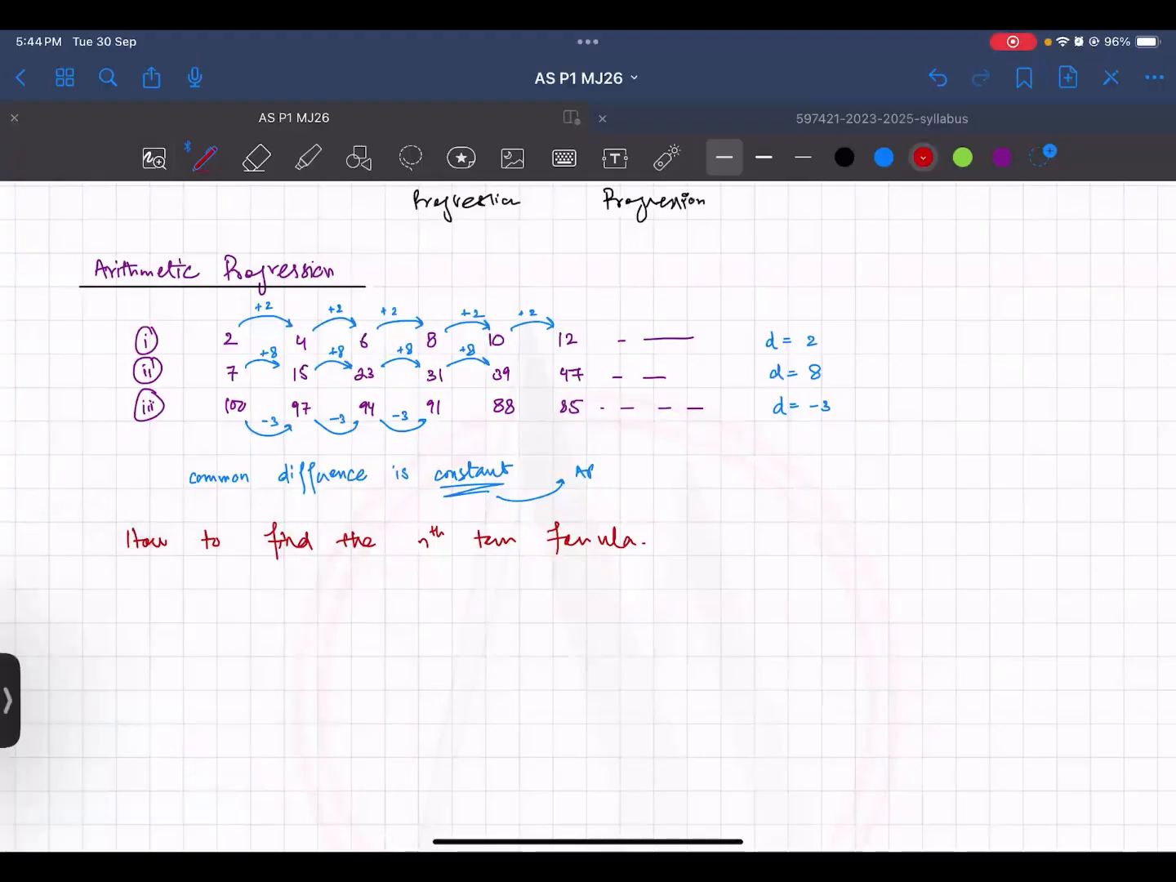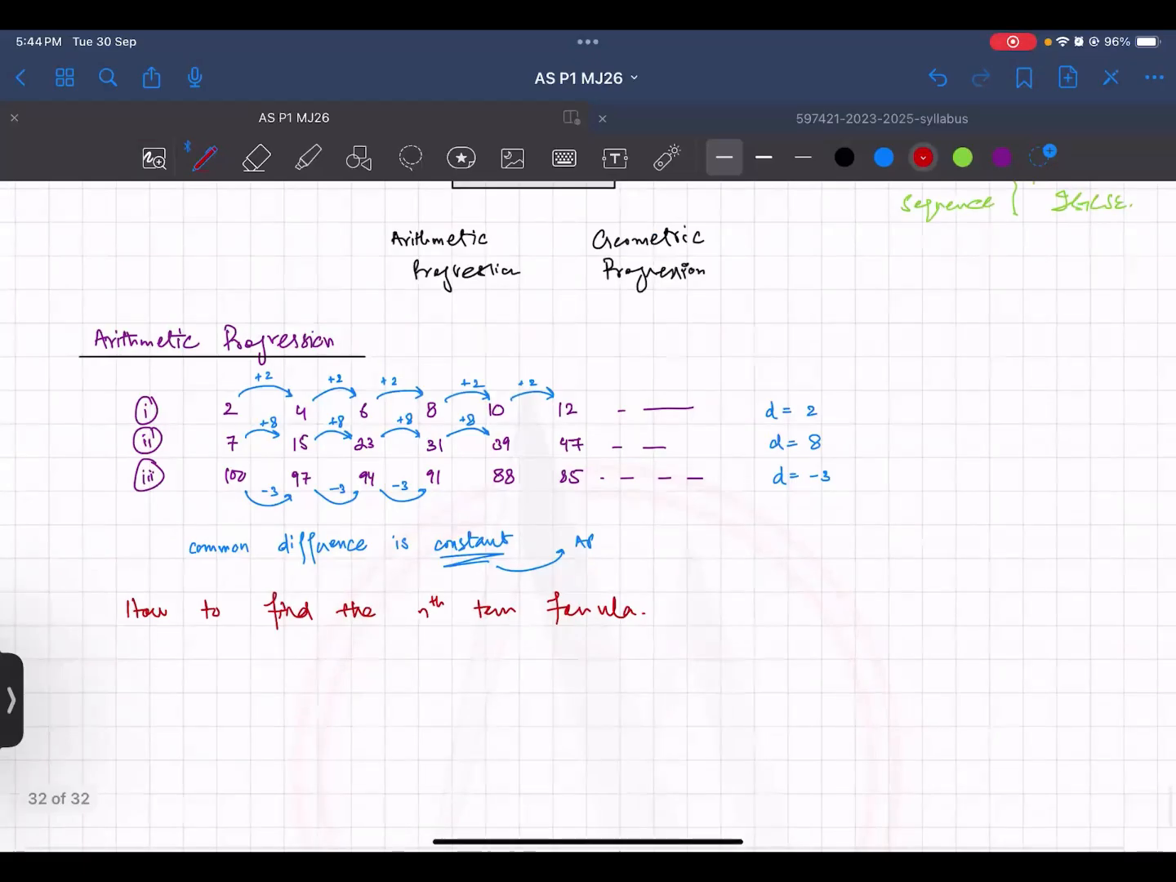Okay. So arithmetic progression, yes. First of all, you will have to identify if it is AP or GP. And the first thing that you would do to identify is to find the difference between consecutive terms, and you see if that is constant, then it is AP.